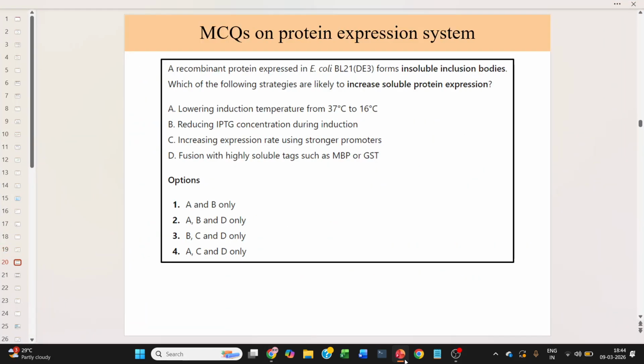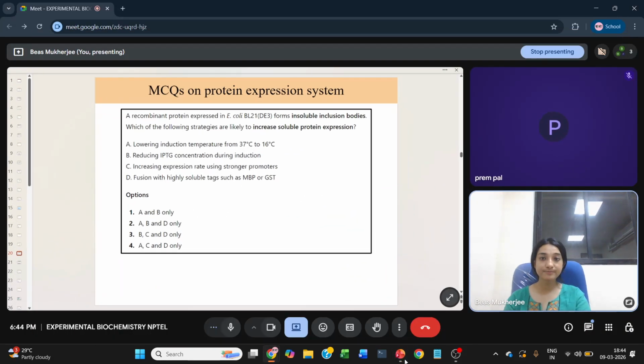Okay. Now we have another question. A recombinant protein expressed in E. coli BL21D3 forms insoluble inclusion bodies. Which of the following strategies are likely to increase soluble protein expression? So this is a very practical problem in a protein biology lab. If the protein is rendered insoluble, then what can you do?